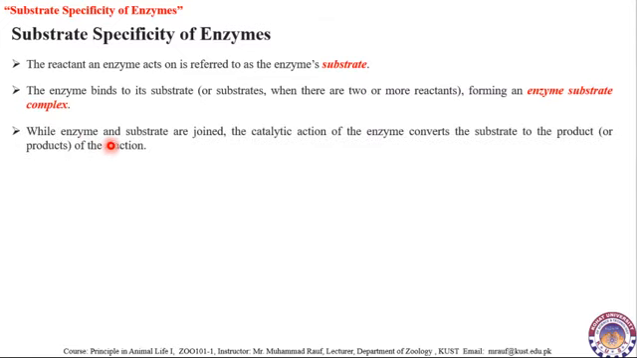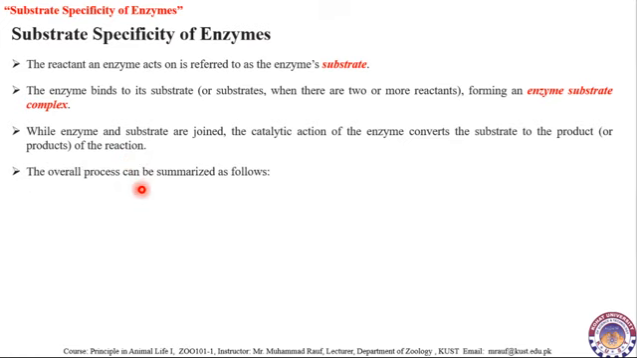While enzyme and substrate are joined, the catalytic action of the enzyme converts the substrate to the product or products of the reaction. So once the enzyme substrate complex is established, the enzyme helps the conversion of those substrates, or those reactants, into products.